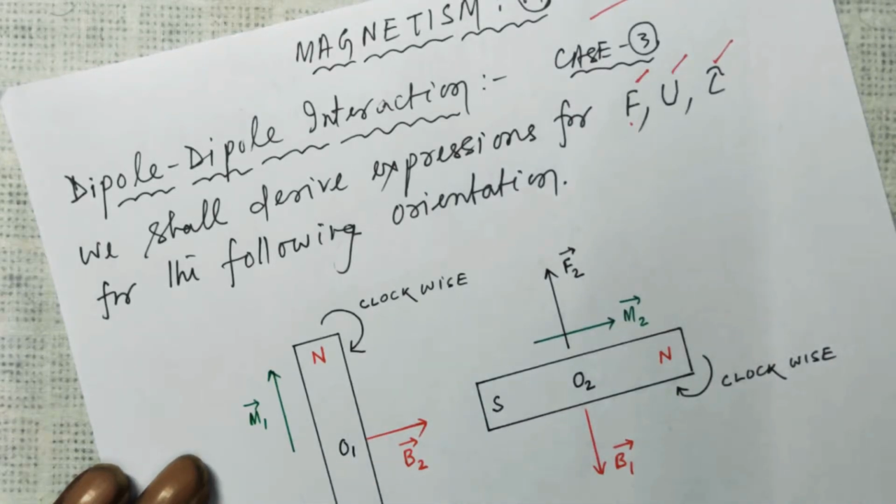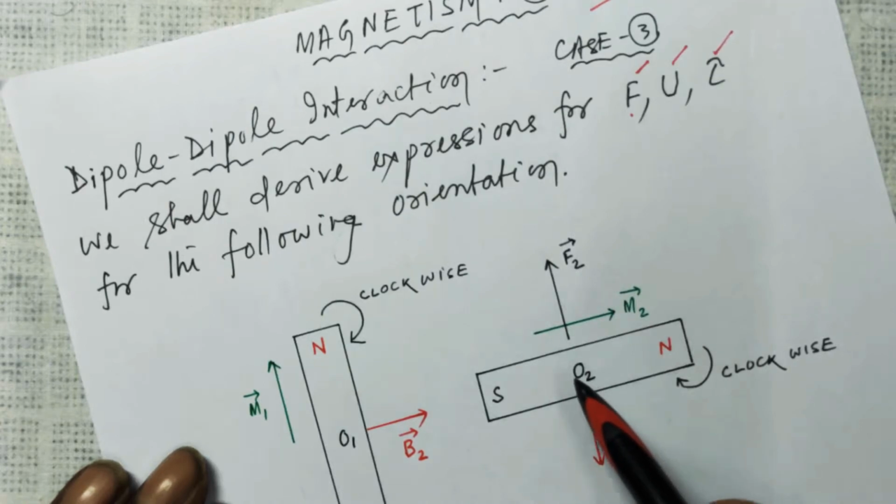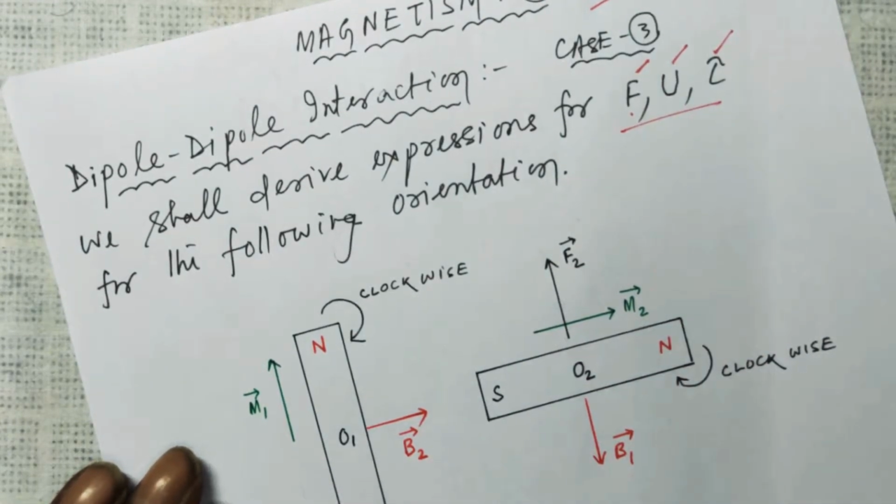And we shall also derive the energy of the first magnet due to the second magnet, and the energy of the second magnet due to the first magnet, and also the torque experienced by the first magnet due to the second magnet, and the torque experienced by the second magnet due to the first magnet. So these three expressions we will derive.